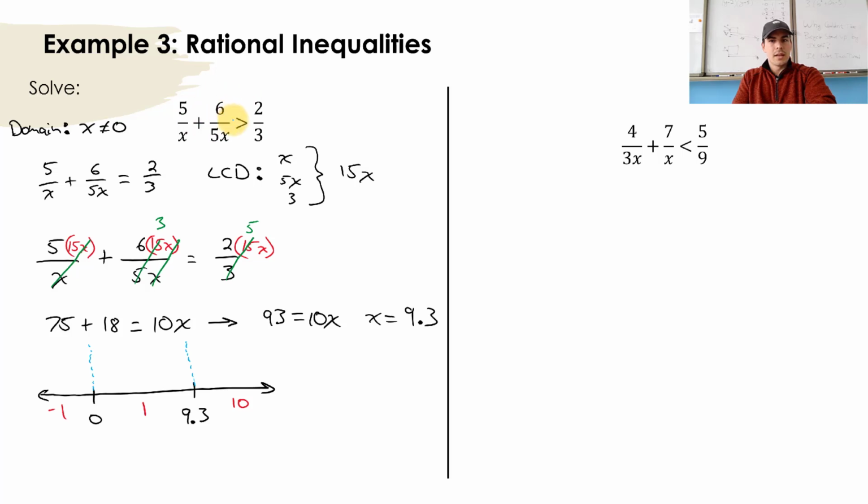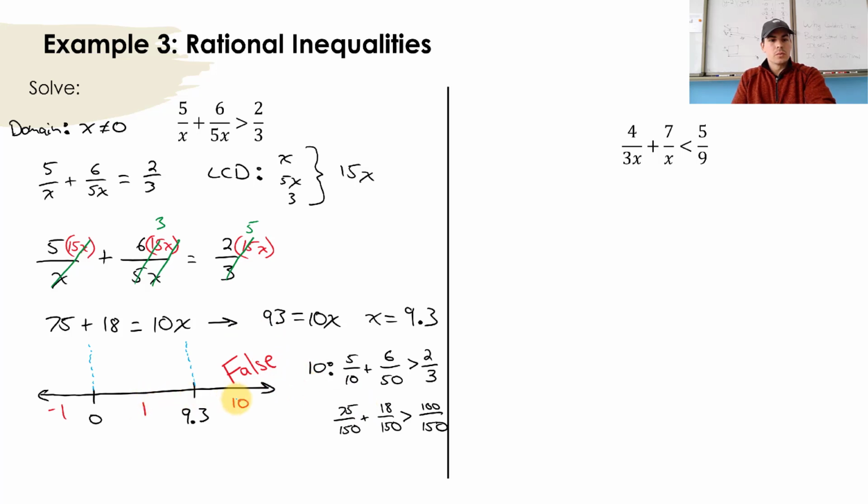So now let's take it back to the inequality, and I'll go ahead and plug in 10 first. So that's going to give me 5 over 10 plus 6 over 50 is greater than 2 over 3. So if we go ahead and work with that, our least common denominator will be 150, so that's going to be 75 plus 18 over 150. That is not going to be greater than 100 over 150, so that is going to be a false interval. Okay, that is not part of our solution set.